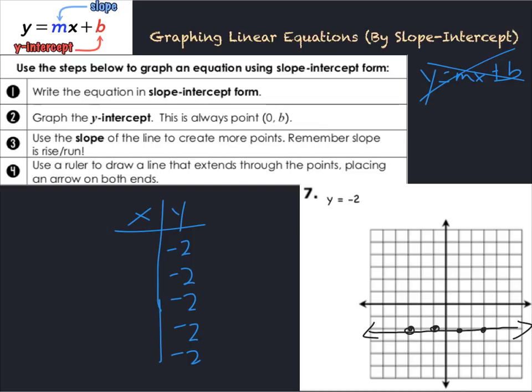Okay? So anytime you have y equals a constant, it's going to be a horizontal line. Write that in your notes.